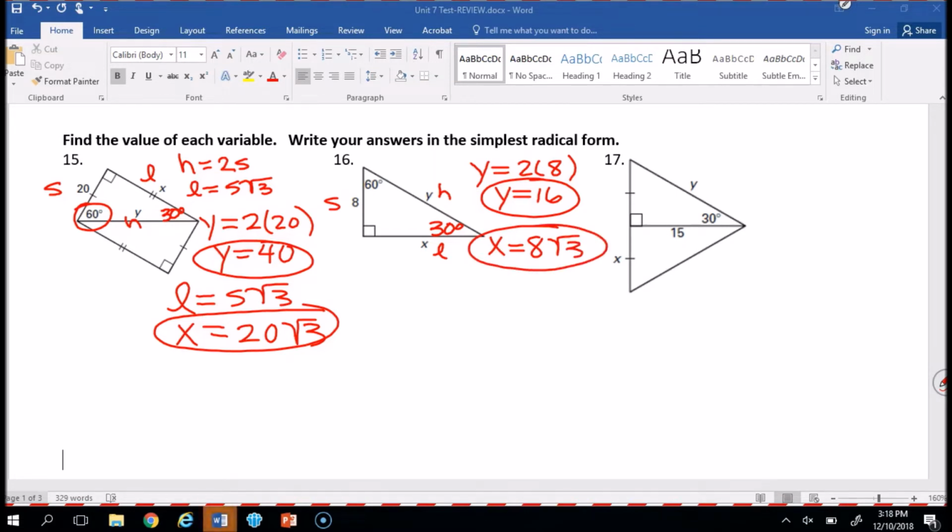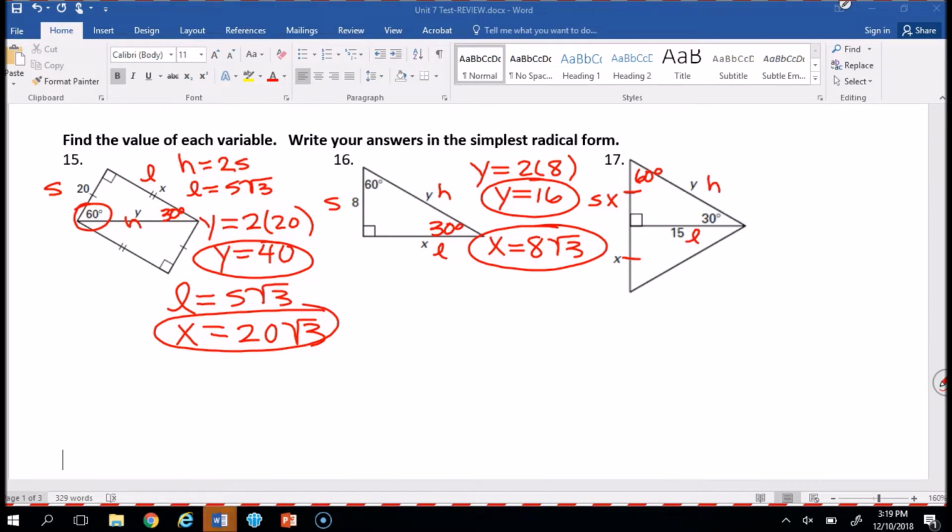And number 17, again, another 30, 60, 90, because this would have been 60 out here. And these both are x because it shows us that x down there is congruent with that part up there. So this and this mean those are congruent. So now, again, we look at across from the 30 degree. So this is our short leg. Across from the 60 degree, this will be our long leg, and this will be our hypotenuse.